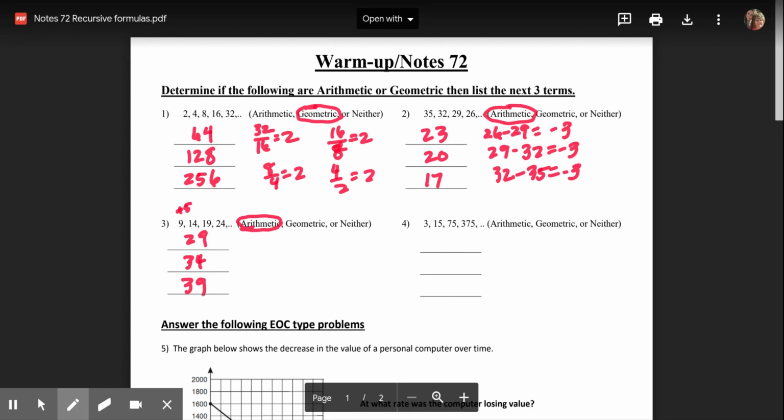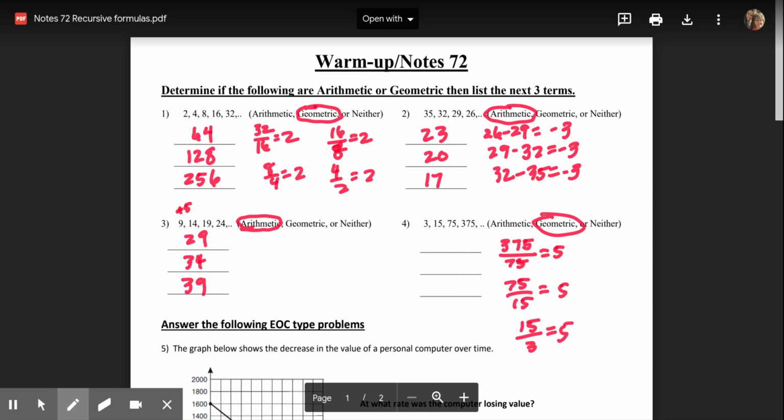On number 4, to get to 15 from 3, I would add 12. So I'm not going to do that. So most likely it's going to be geometric. So I'm going to do 375 divided by 75, and that gives me 5. 75 divided by 15, and that is 5. And then 15 divided by 3, and that also gives me 5. So it is geometric.